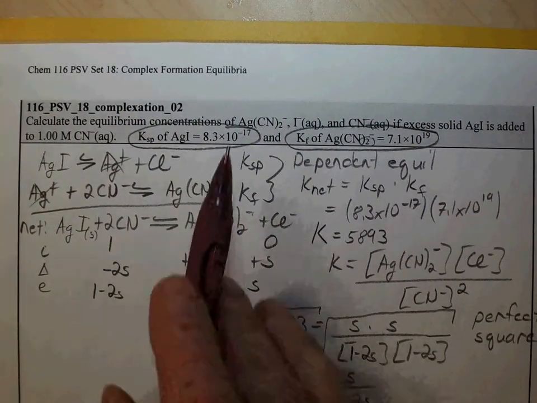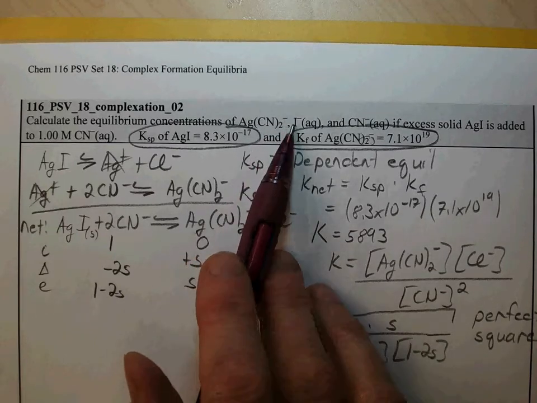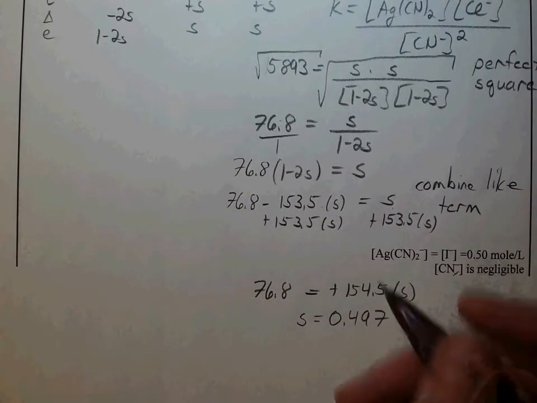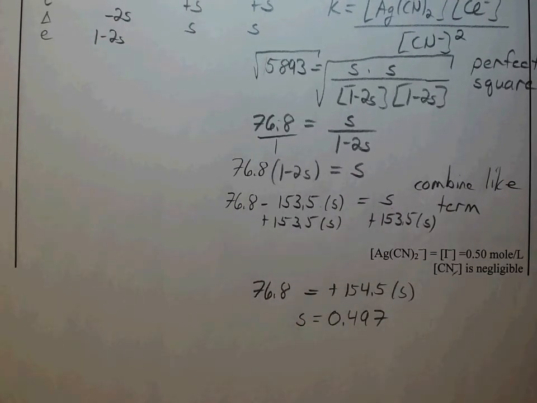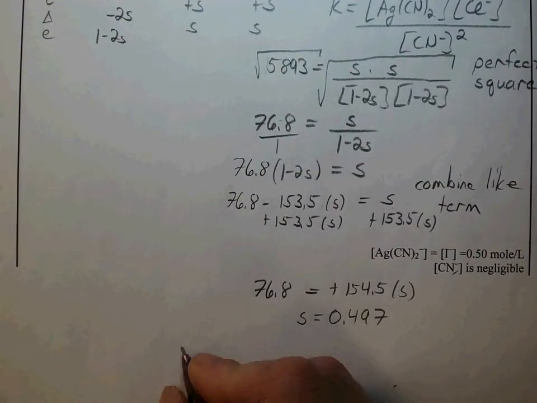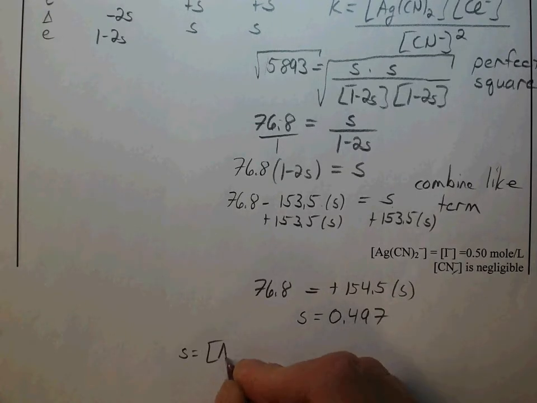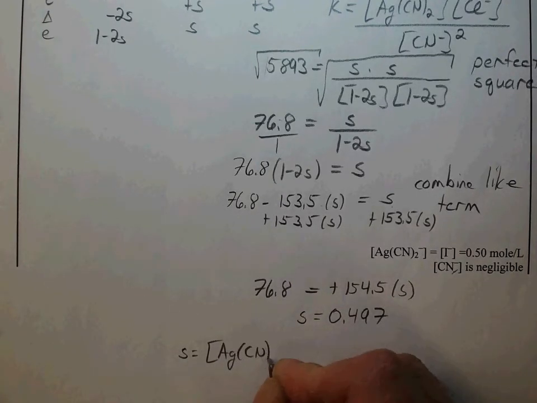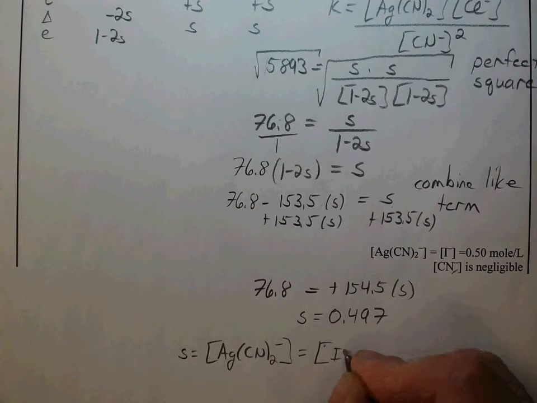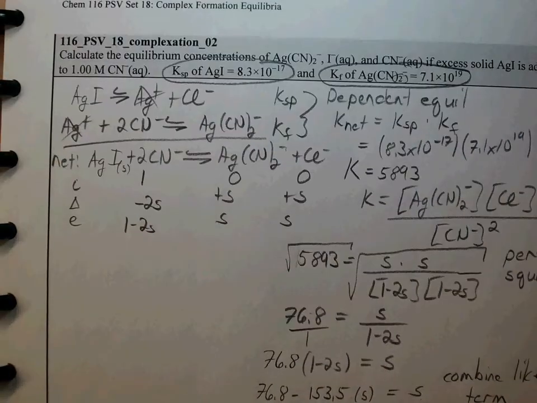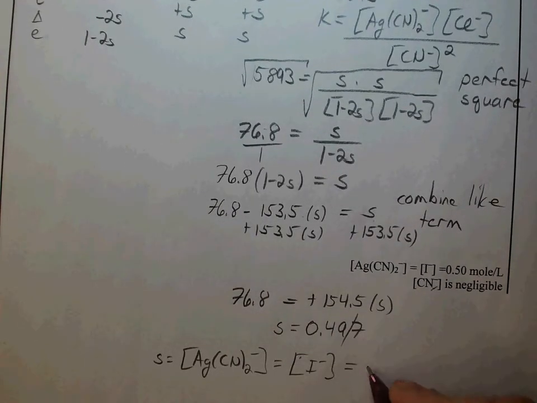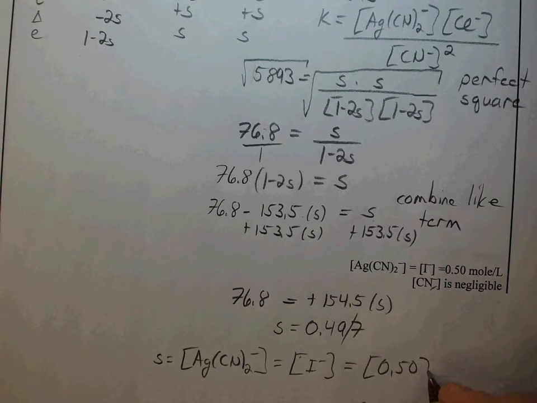The question is, what is the concentration of the complex, the chloride ion, and the cyanide ion in solution? Alright, so first of all, S is its molar solubility. So S is going to equal the concentration of our complex and the concentration of our chloride ion. And again, you can see that in our ICE table. So that with 2 sig figs is 0.50.